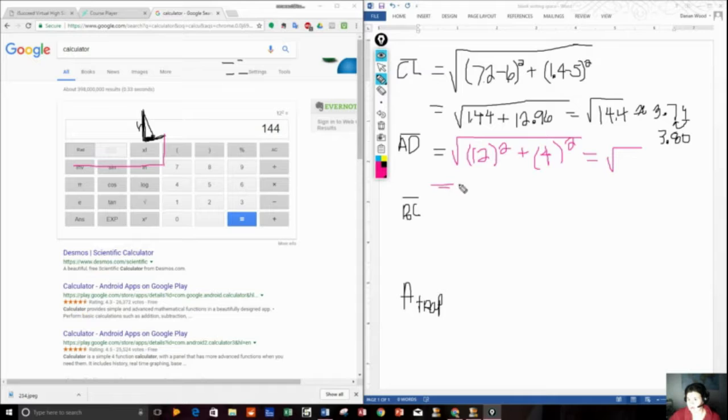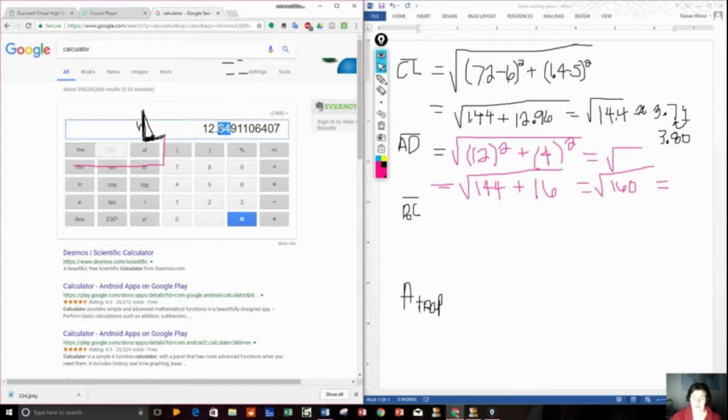So this is going to equal the square root of 144 plus, and I know that 4 squared right off my head is 16, so I'm just going to take 144 and add it to 16, and that equals 160. So this is going to equal the square root of 160, and so then I'm going to type in our calculator, what is the square root of 160? And that is approximately 12.64, and so they wanted it rounded to the nearest tenth.